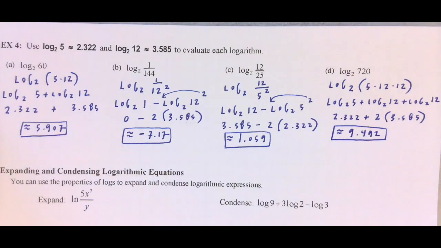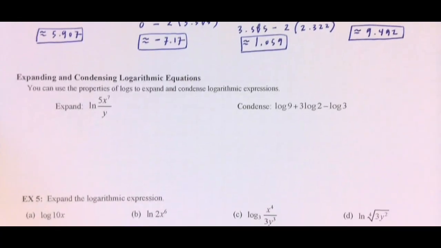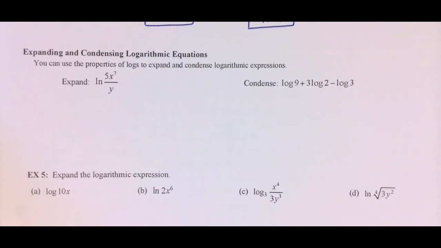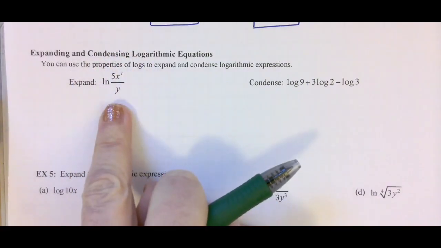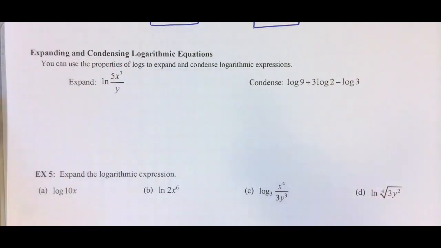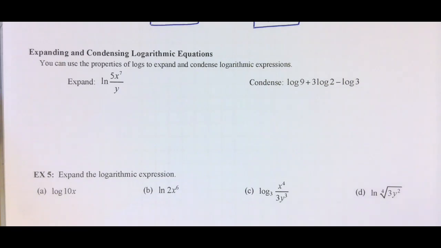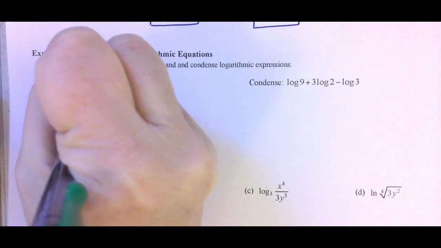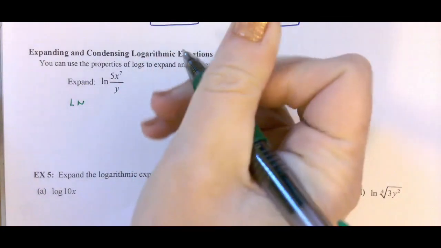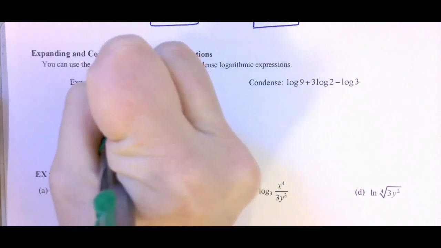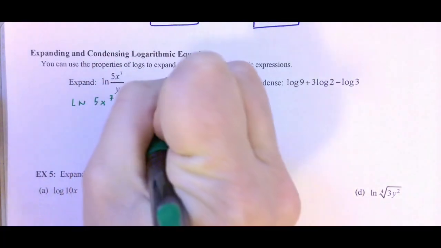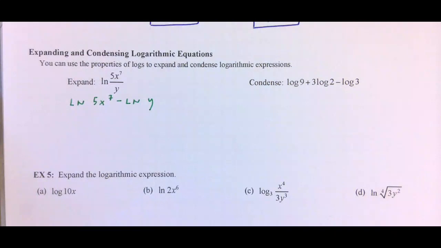Often we have you use these properties to expand and condense. So over here, I see that it's one singular natural log, and I want to expand it. So here, the first step that I would do is I would break it up into natural log of, I'm going to use the quotient property, 5x to the 7th minus the natural log of y.